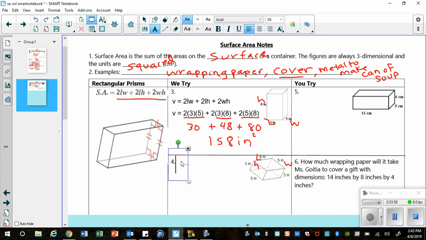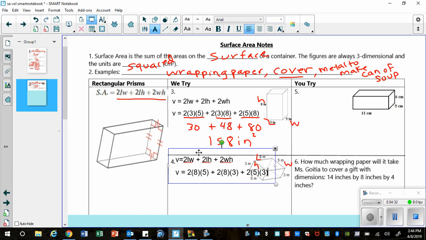Okay, so we're going to start with our formula first. We've got surface area equals 2 length width plus 2 length height plus 2 width height. Okay, so that would be 2 times the length, which we said was 8, times the width, which we said was 5, plus 2 times the length, which is 8, and the height, which is 3. Plus, I'm going to go into the picture here, 2 times the width, which is 5, and the height, which is 3. Okay.